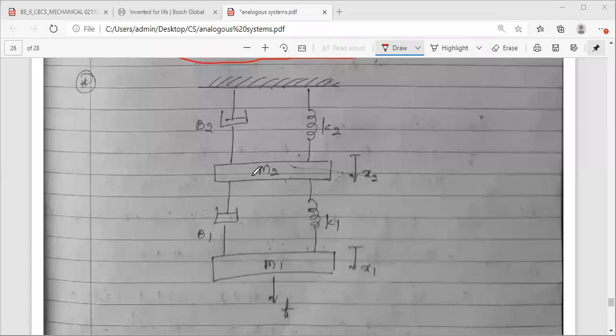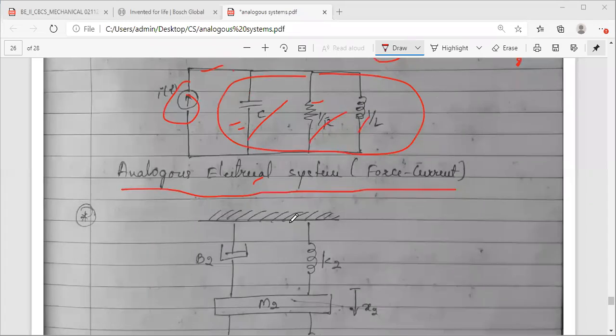This is the second problem. For this given mechanical system, the first step is to go for the equivalent mechanical network as usual, which will make things easier. Why I'm telling you this, I'll show you for the first problem. Then we need to go for the equilibrium equations, and from the equations we can go for the analogous electrical network, force-voltage and force-current both.